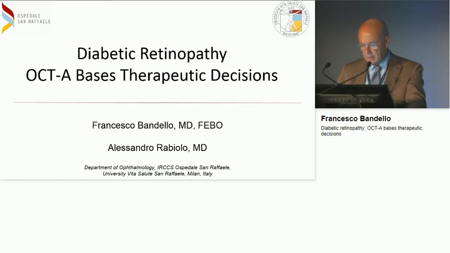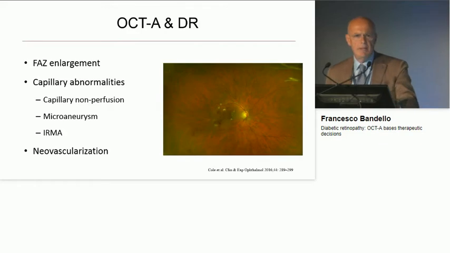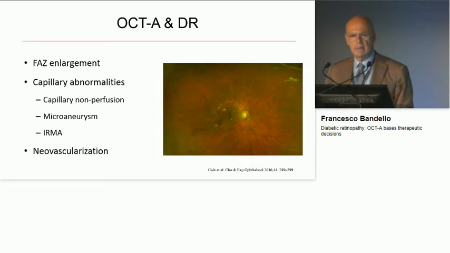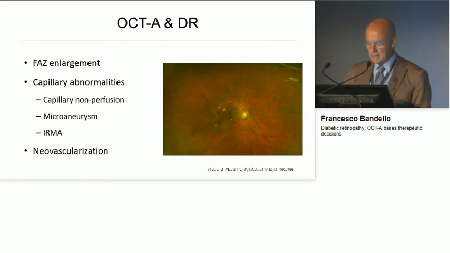So the topic is: is OCTA really useful for diabetic retinopathy to see something better than fluorescein angiography, or something that we cannot see using other methodology? In order to try to understand if there is any utility for OCTA, we'll consider some of the most important aspects of diabetic retinopathy that we usually consider clinically. The enlargement of the foveal avascular zone, capillary abnormalities, capillary non-perfusion, microaneurysms, intraretinal microvascular abnormalities, and new vessels.